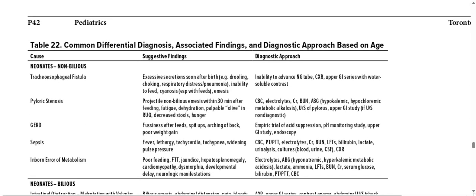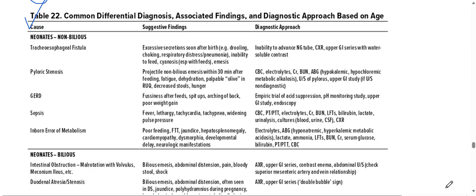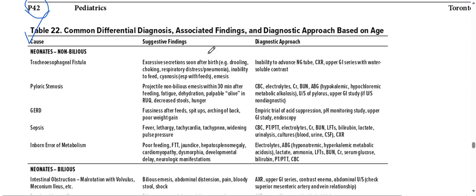So the next important table is table 22, and you can see page 42 of Pediatrics if you want to follow me along with your books. So let's see this table and understand what's written inside. Here is a comprehensive table which shows various differential diagnoses of vomiting, the findings, and the diagnostic approach. The first thing is neonates, which are newborns, with non-bilious vomiting.